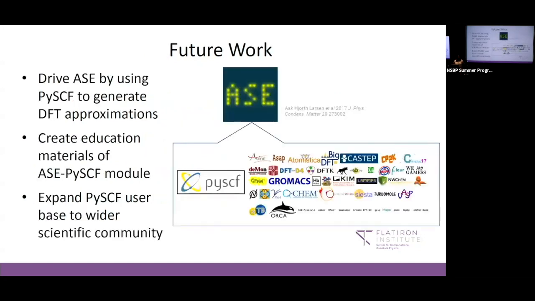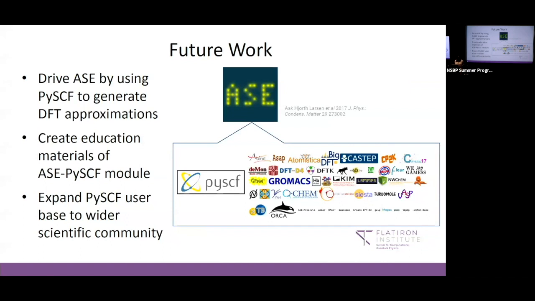So this is where the future work comes in. The goal is to drive ASE by using PySCF to generate DFT approximations. What that means is essentially we want to make sure that PySCF can actually do those DFT calculations. That way you don't even have to use Quantum Espresso if you don't want to. Maybe you do. Go for it.